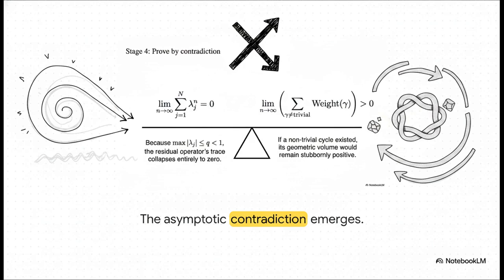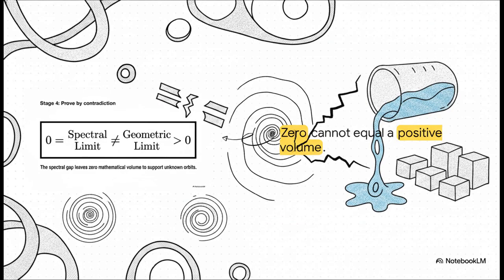Remember our Krawczyk certificate from earlier? Because our maximum eigenvalue is strictly locked at less than 1, the limit of the spectral trace collapses to exactly 0. However, if that non-trivial cycle existed, its geometric volume on the other side of the equation would remain stubbornly, irreversibly positive. And boom! Right there is our fatal mathematical contradiction, laid completely bare. 0 on one side of our equation absolutely cannot equal a strictly positive geometric limit on the other side. The equation breaks, the balance is quite literally impossible.